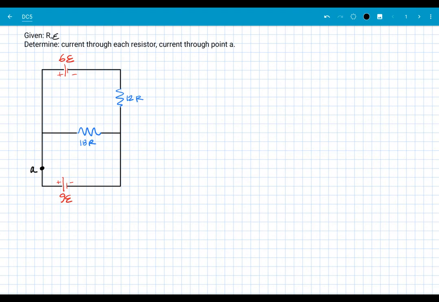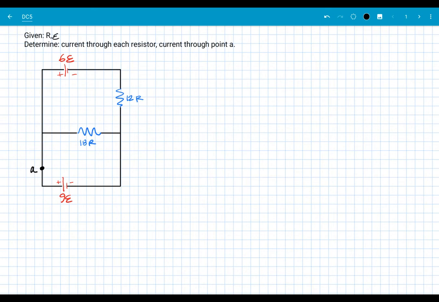Okay, we have now a circuit with two batteries and two resistors. It's still really simple, but we're adding the complexity of another battery here. And what we're asked to find is just the current through each resistor and the current through point A. So basically, we're being asked to find the current through all branches of the circuit.